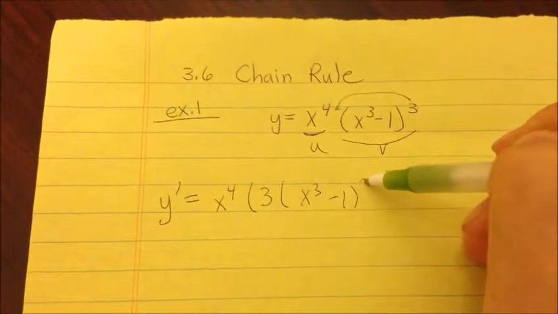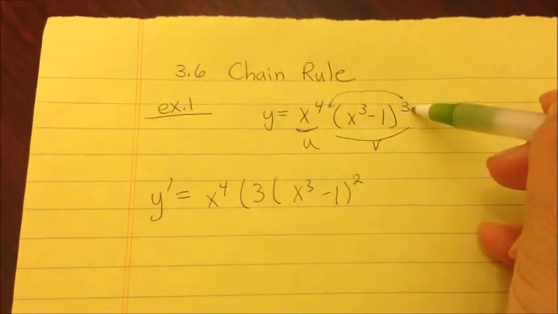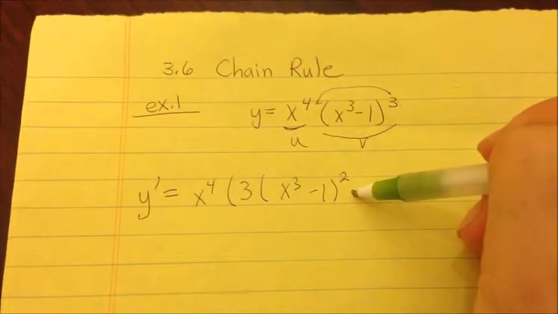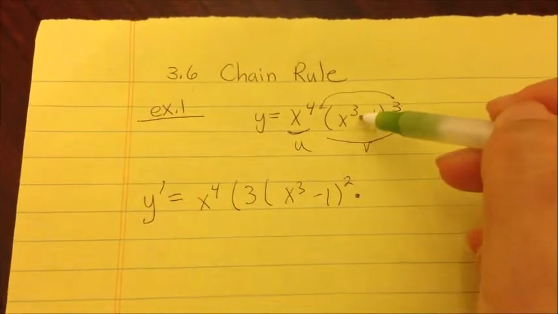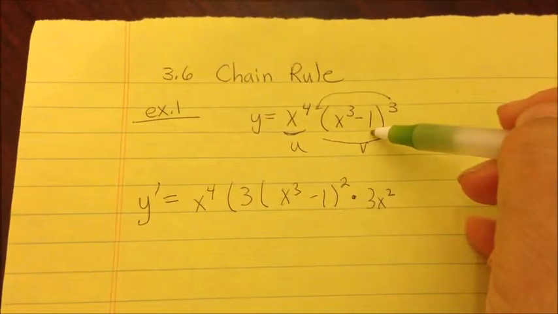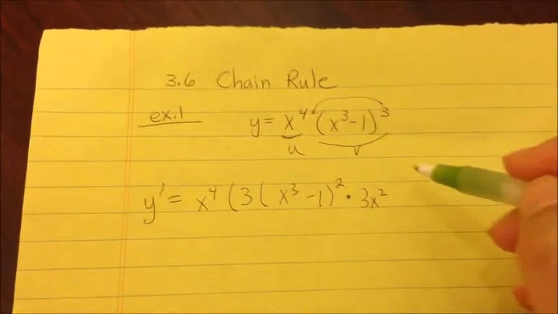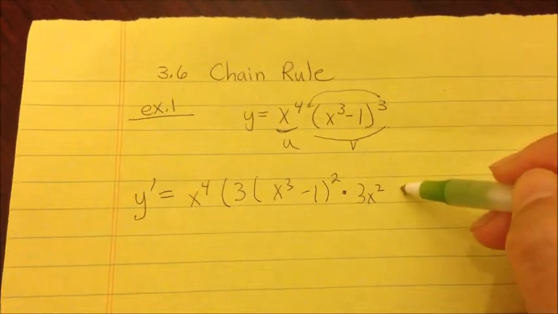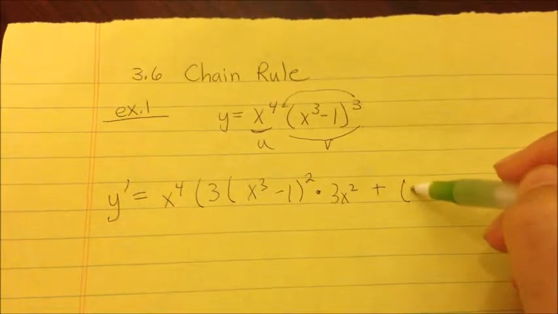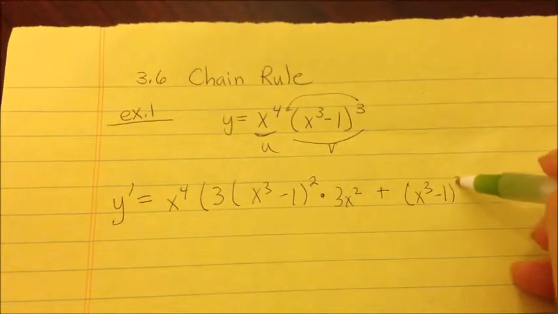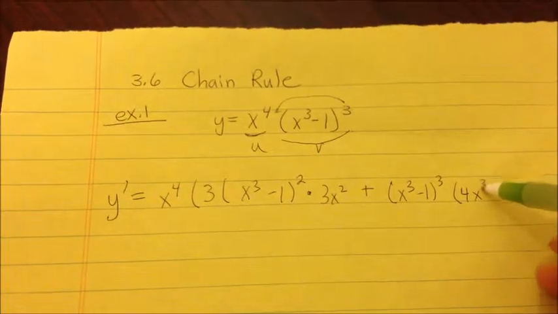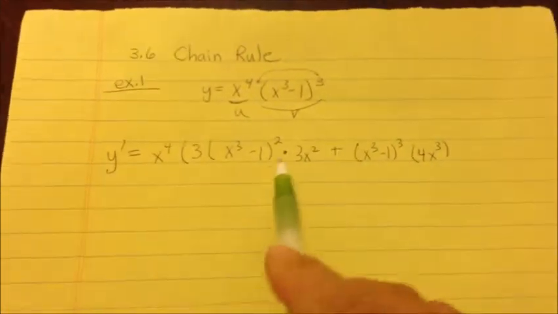Minus 1 to the 2nd power, because I subtracted 1 from there, times, because when we do the chain, we always multiply, the inside layer. So x to the 3rd right there will give us 3x squared. Derivative of negative 1 is a constant, so that's 0, so we don't have to worry about that part. And then plus, because it's multiplication, right? We go the opposite direction now. We start with the v, so x to the 3rd minus 1 to the 3rd, times the derivative of u, which becomes 4x to the 3rd. Okay, so that right there was the derivative.